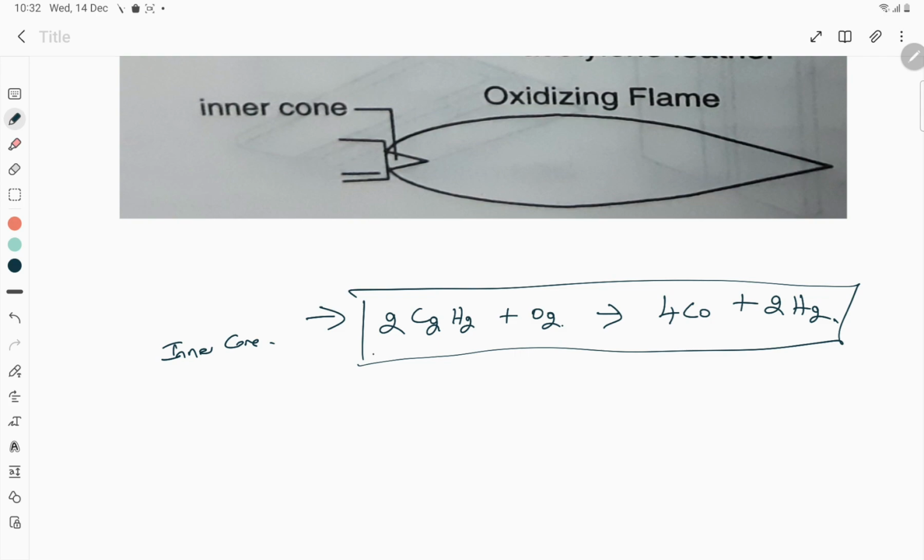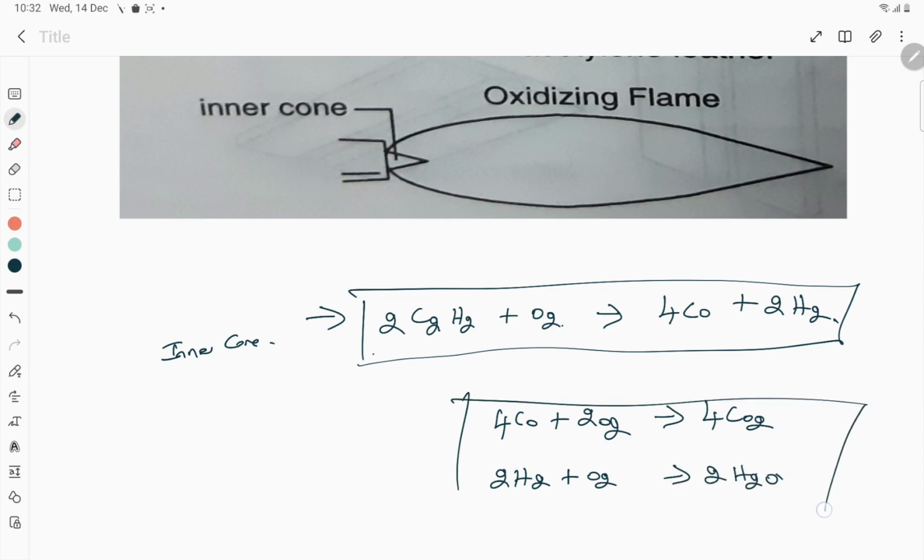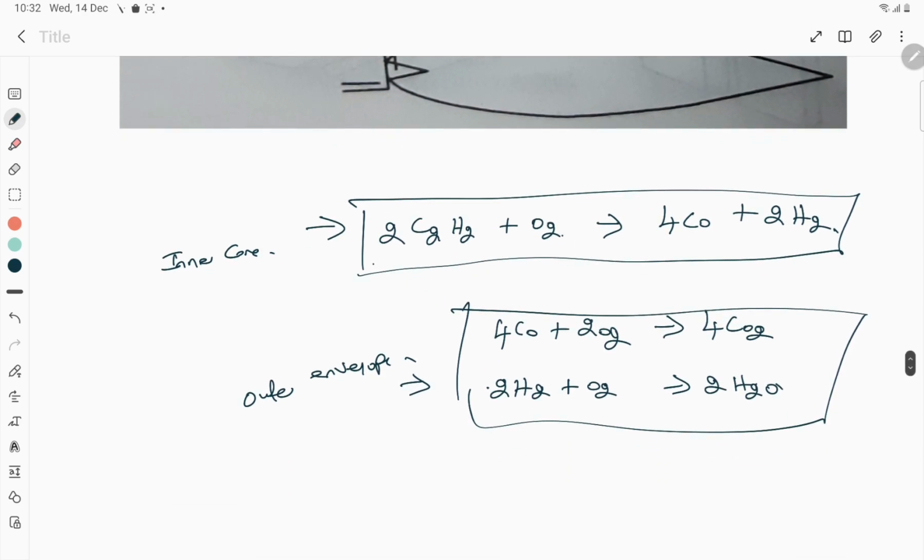The product of the primary combustion will interact with the atmospheric oxygen and form carbon dioxide and water separately. So the reaction for that is as follows. This O2 is from air, which will give us 2H2O. This reaction happens in the outer envelope. So these are the two reactions that we generally see in the neutral flame. Here this combustion gives 2/3 of heat, and this will give 1/3 of heat from the flame.